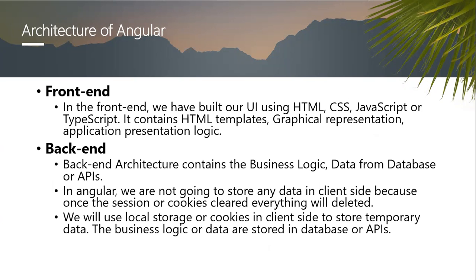So it contains all the HTML templates, the graphical representation, or GIFs, or the application presentation logic. Application presentation logic means what things are done in the front end, like displaying a button, showing some icons, or showing some operations when the button is clicked. Those kinds of things are front-end logic. Backend architecture is business logic or data from databases or APIs.